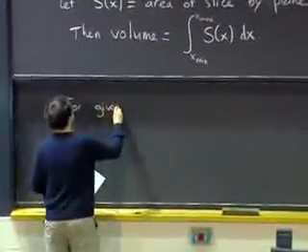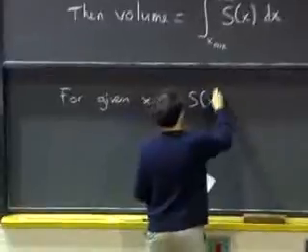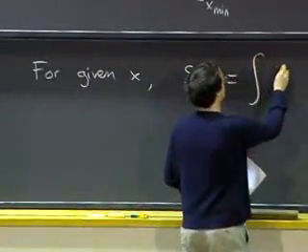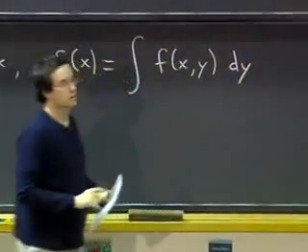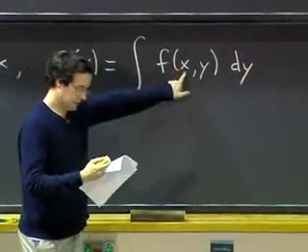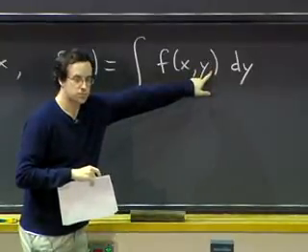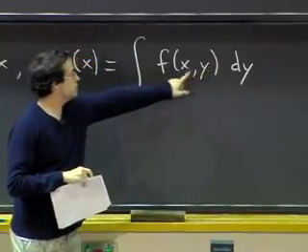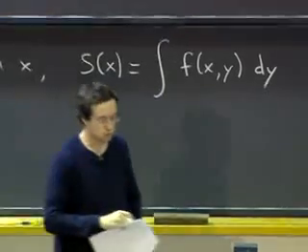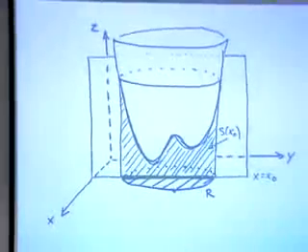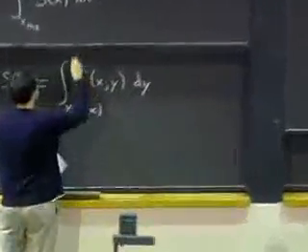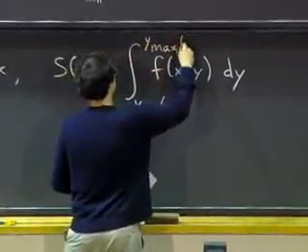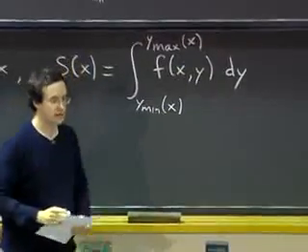For a given x, the area S of x you can compute as an integral of f of x, y dy. Where now x is a constant, and y will be the variable of integration. What's the range for y? Well, it's from the leftmost point to the rightmost point on the given slice. So there's a big catch here. That's a very important thing to remember. What is the range of integration? The range of integration for y actually depends on x.